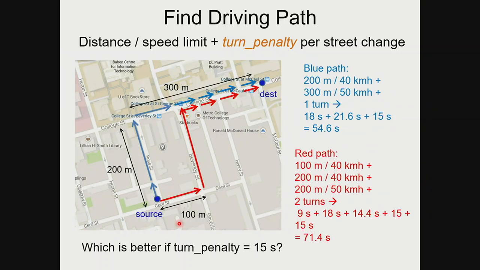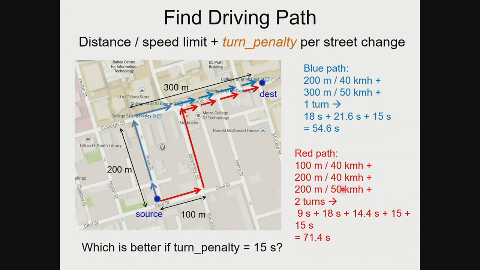For the red path, you can see that both of them cover the same distance. So 100 plus 200 plus 200, and here it's 200 plus 300. So both of them cover 500 meters. But for the red path, the travel time is 100 meters over 40 kilometers per hour, 200 meters over 40 kilometers per hour, plus another 200 meters over 50. But there are two turns. So there is one turn here and one turn here. So that basically totals to 71.4 seconds.